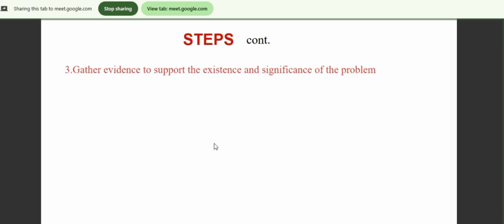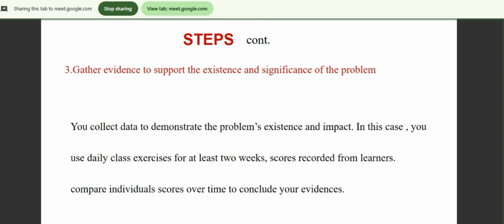Let's look at the next step. Gather evidence to support the existence and significance of the problem. So here we are looking at collecting data to demonstrate the problem's existence and impact. In this case, you use daily exercises for at least two weeks, scores recorded from learners. Compare individual scores over time to conclude your evidence.